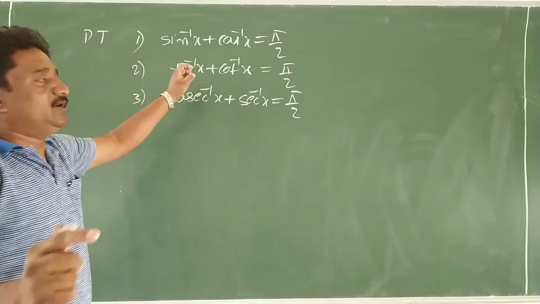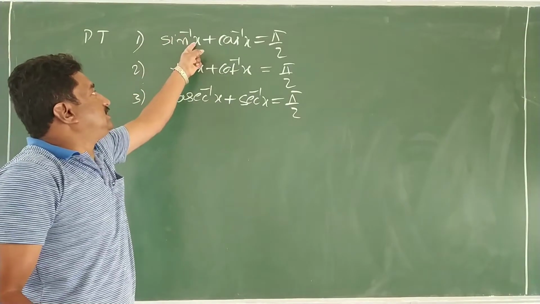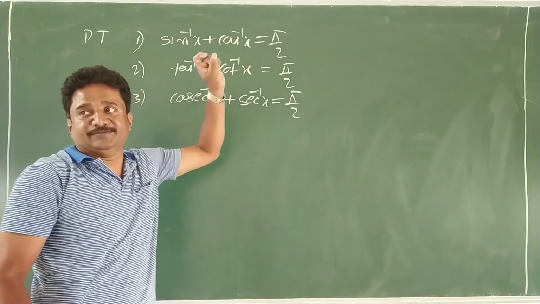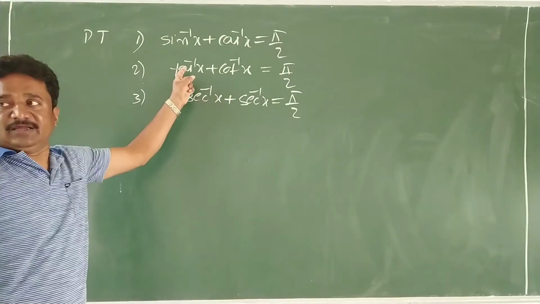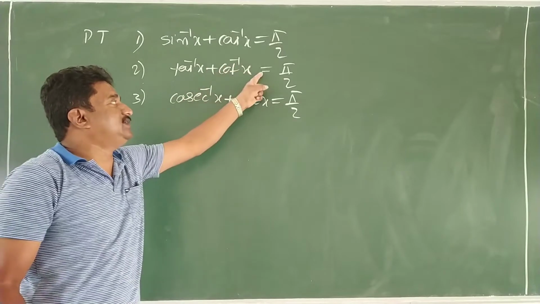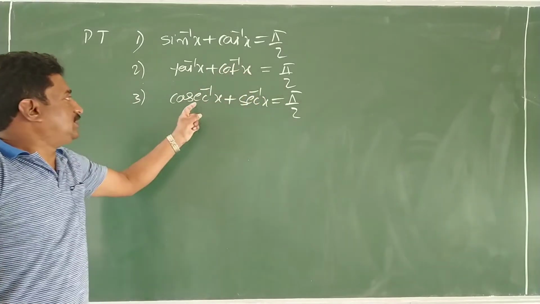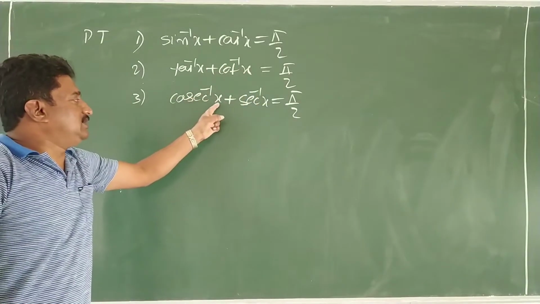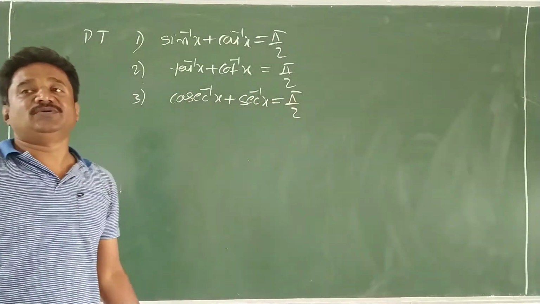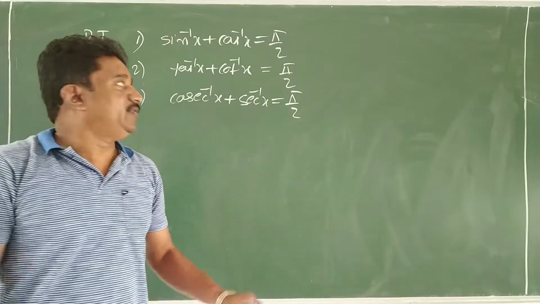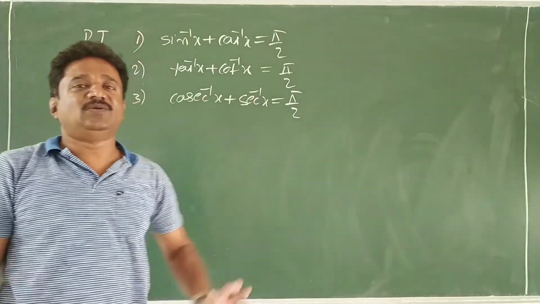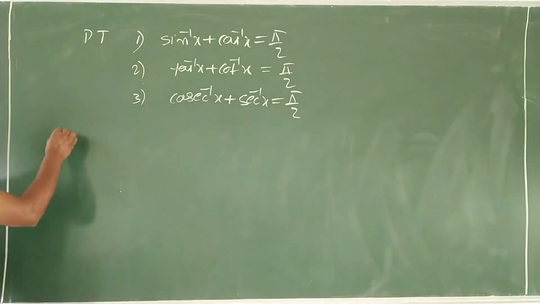So learn by heart, students: sin inverse x plus cos inverse x is equal to pi by 2. Second one, tan inverse x plus cot inverse x equals pi by 2. Third one, cosecant inverse x plus secant inverse x is equal to 90. Proving these formulas is so easy, dead easy. Look at this, friends. Solution.